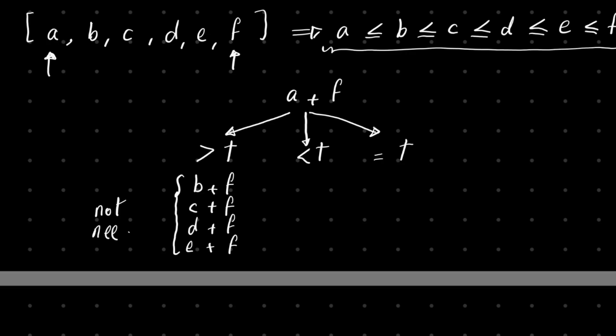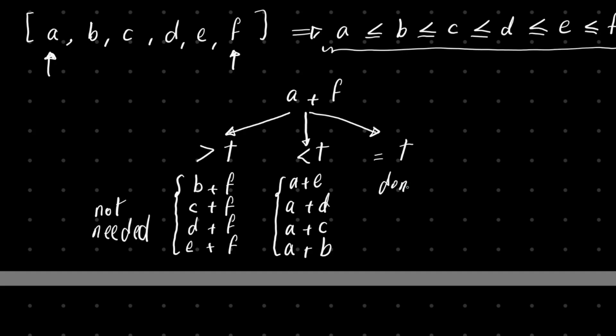Okay, so now what if it's less than T? If A plus F is less than T, well, that also means that A plus E is going to be less than T, A plus D less than T, A plus C less than T, A plus B also less than T. So these are also not necessary. I could avoid them completely. If A plus F is equal to T, well, then I'm done. And that's about it.